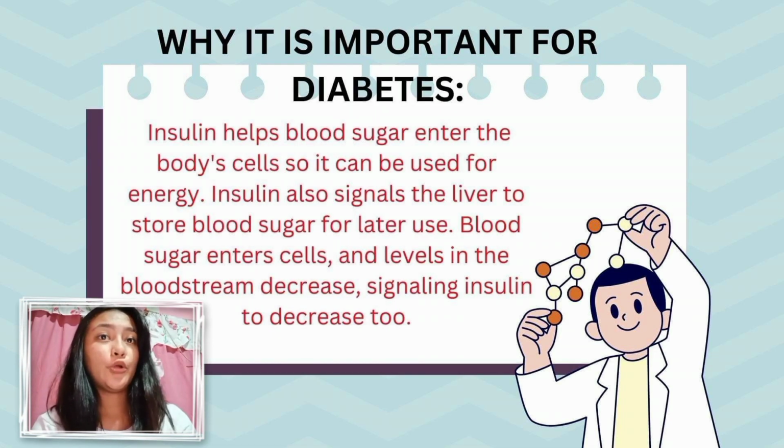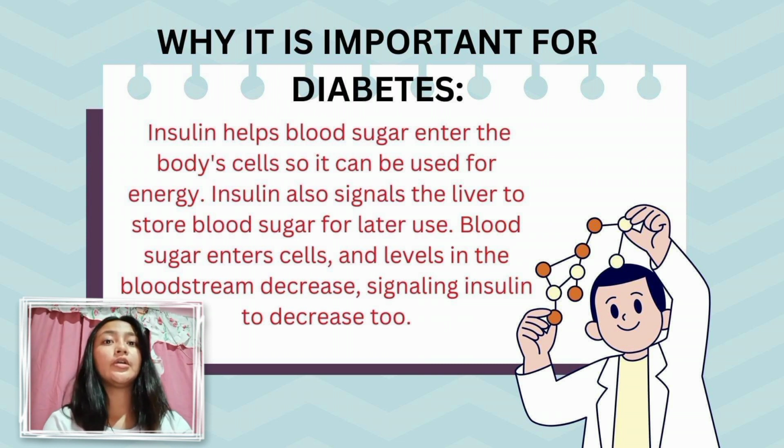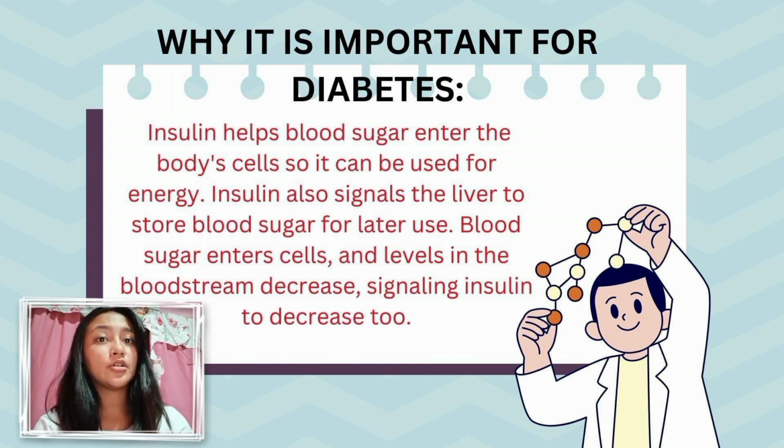Why is it important for diabetes? Insulin helps blood sugar enter the body's cells so it can be used for energy. Insulin also signals the liver to store blood sugar for later use. When blood sugar enters cells and levels in the bloodstream decrease, it signals insulin to decrease too.